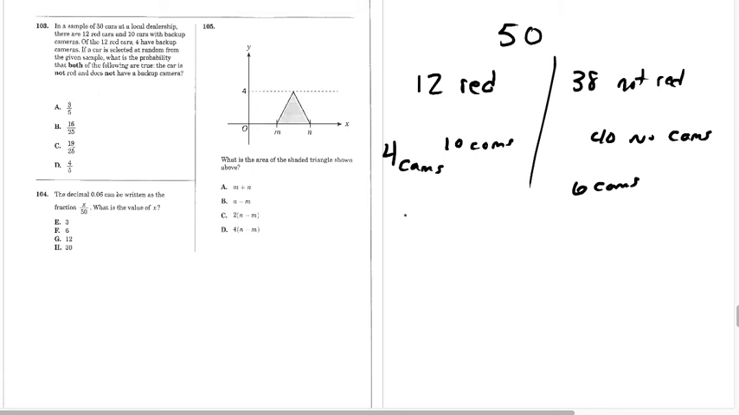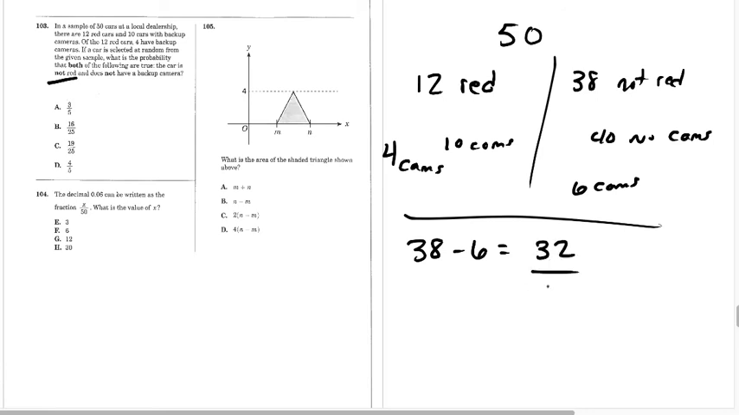Alright. So what do we want to know? Not red, which is 38, and does not have a backup camera, so we have to get rid of these 6. So we're down to 32. Just another probability. Well, there's 50 cars. So 32 out of 50. Is that an answer? Nope. So let's simplify. 25 on the bottom, 16 on top. That's an answer. So we're going to go with B.